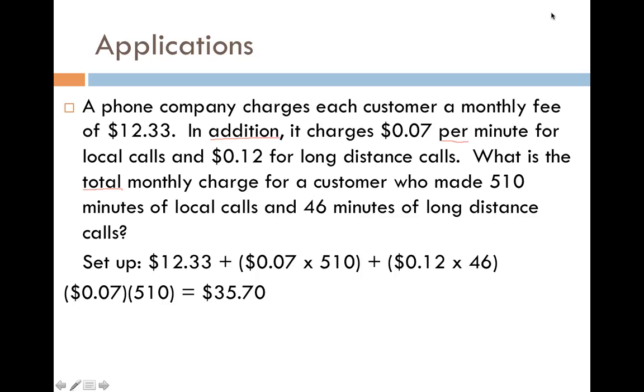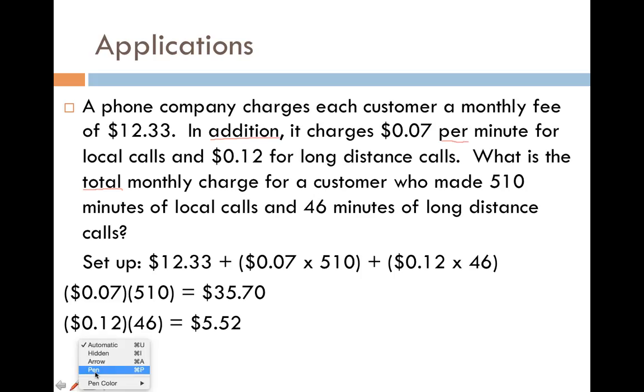Okay, so in this problem, we're going to multiply the 7 cent times the 510 first. Then we're going to multiply the 12 cent times the 46 second. Once we come up with those answers, we're going to take those two things and add them to the $12.33. Because really, when we did that first, right in here, we came up with 35, 70.